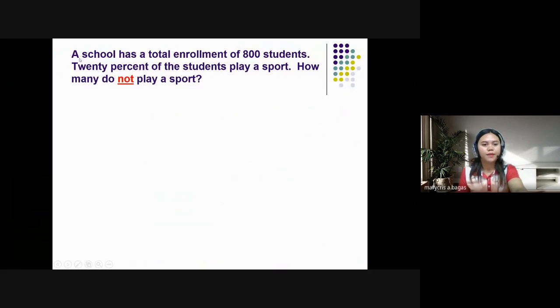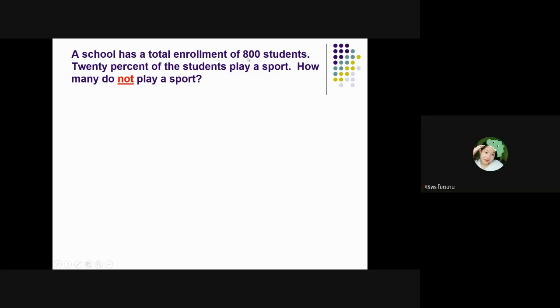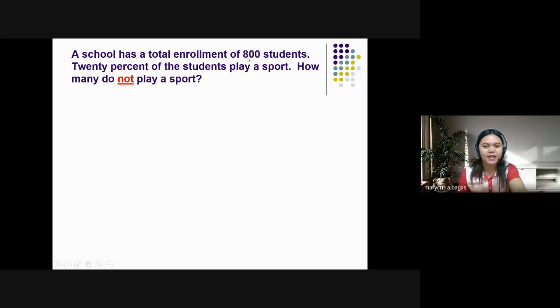Okay. A school has a total enrollment of 800 students. Remember, we have here "of," meaning 800 is our base. A school has a total enrollment of 800 students. 20% of the students play a sport. How many do not play a sport?